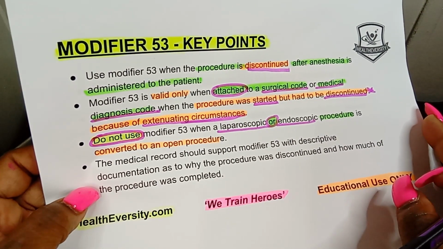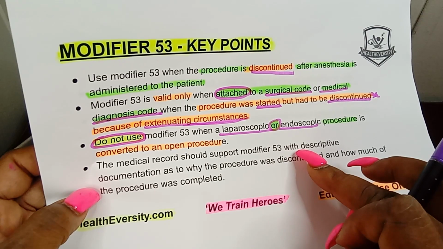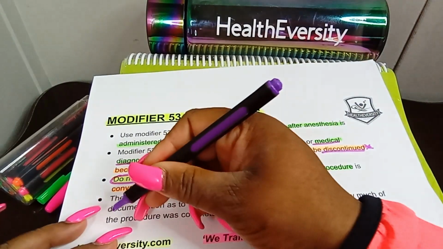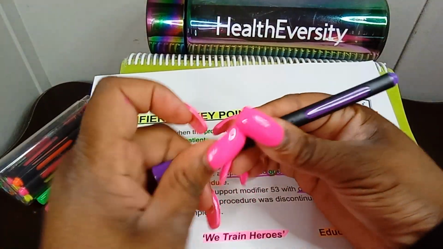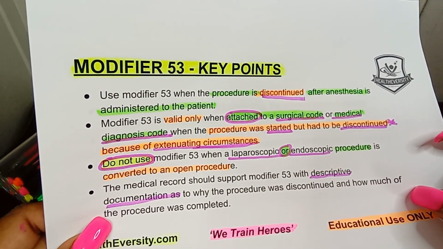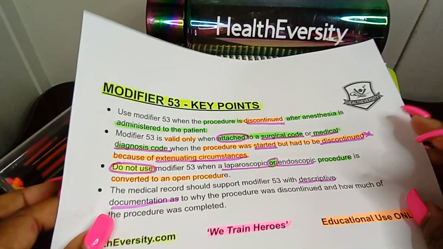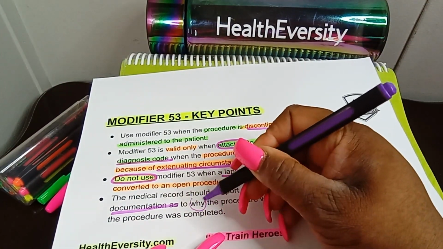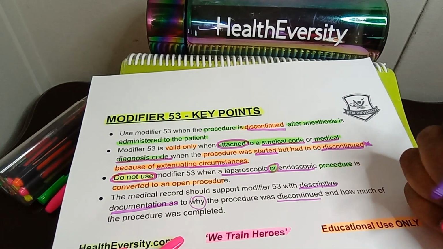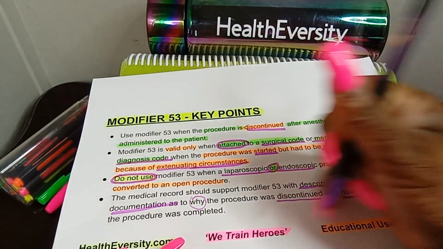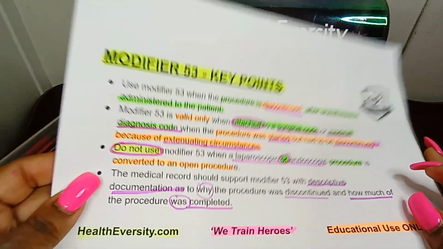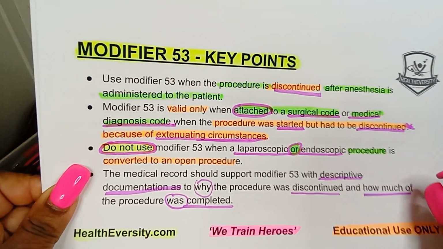The medical record must support modifier 53 with descriptive documentation. Descriptive, they're telling you why. Descriptive documentation as to why the procedure was discontinued and how much of the procedure was continued. So see the big term here, why. And why was it discontinued, as well as how much of the procedure was completed. So that's the reason for using modifier 53.